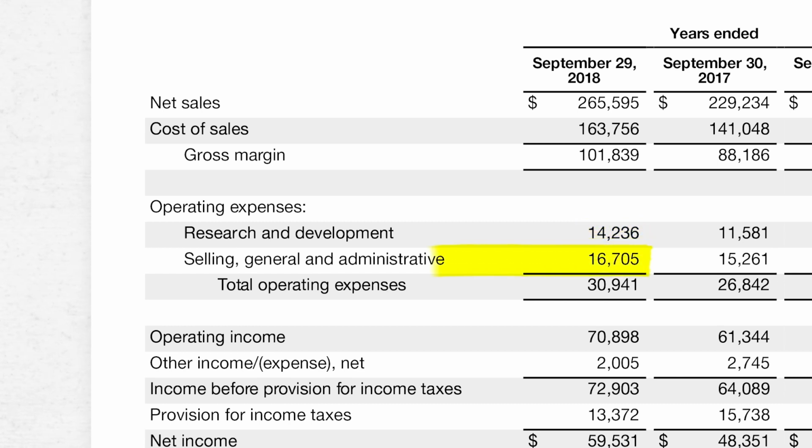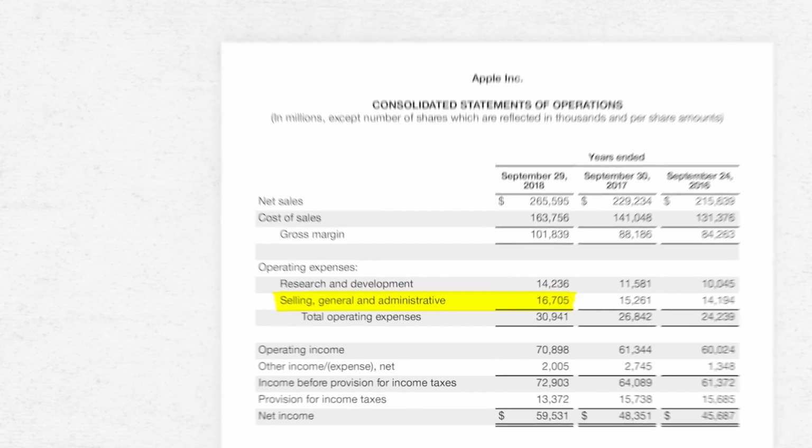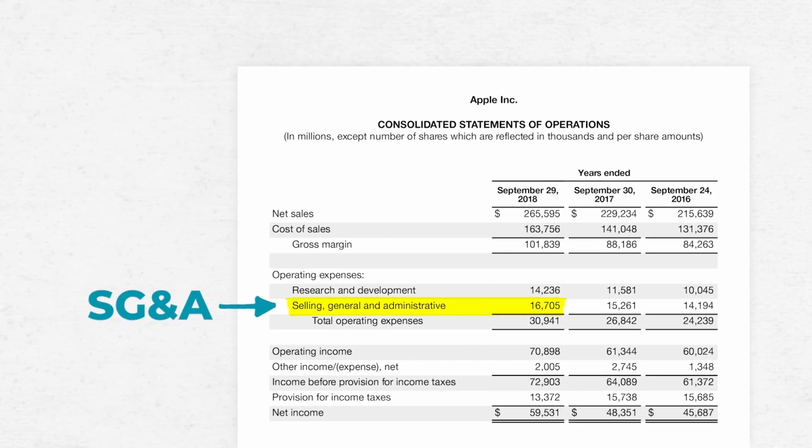Apple spent $16,705 million on selling, general, and administrative. You'll likely hear this expense referred to as SG&A for short. It includes payroll expenses like the CEO and other executive salaries, but it also includes non-payroll expenses like office supplies, rent, marketing. These costs are generally fixed, meaning they don't vary directly with sales volume. So if Apple sells another product and they're able to increase revenue, operating expenses may not change at all.